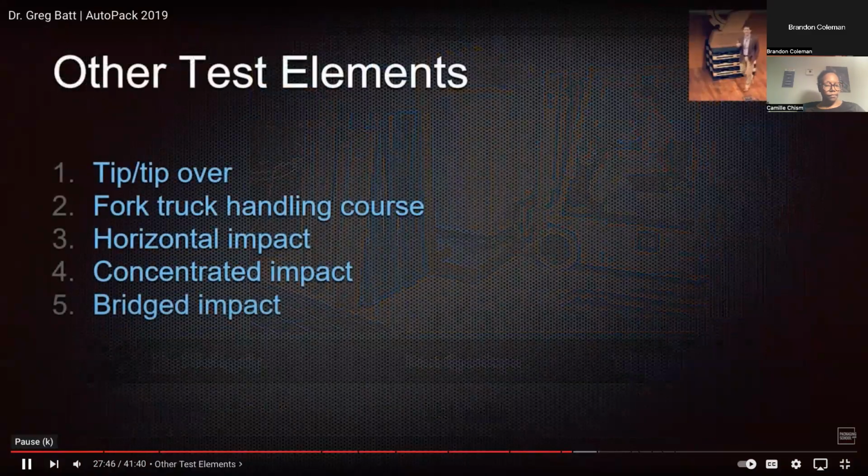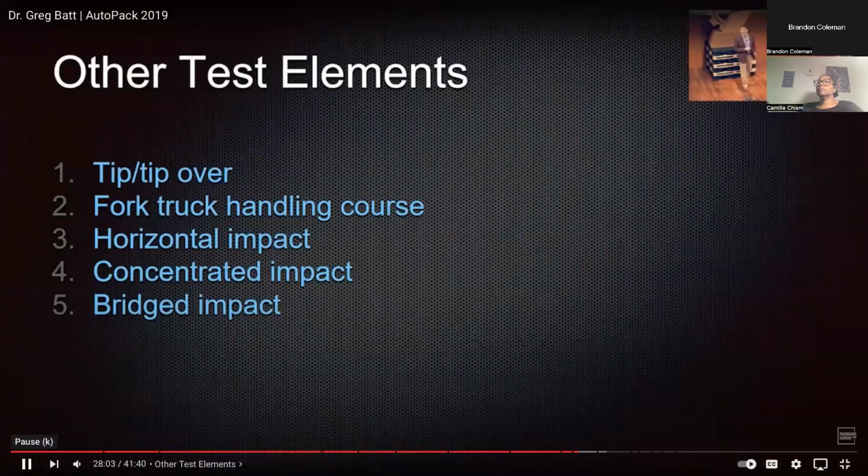So I just want to briefly hit on some other test elements, maybe that aren't as typical in some of the test methods that we use, but are available to you as you are constructing maybe your organization's custom design plan or test plan. There's a tip over test, fork truck handling course, horizontal impact, concentrated impact, and what's called a bridge impact. And I just want to show you briefly what these look like.